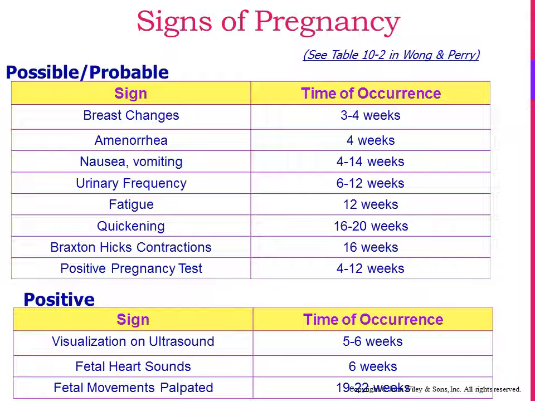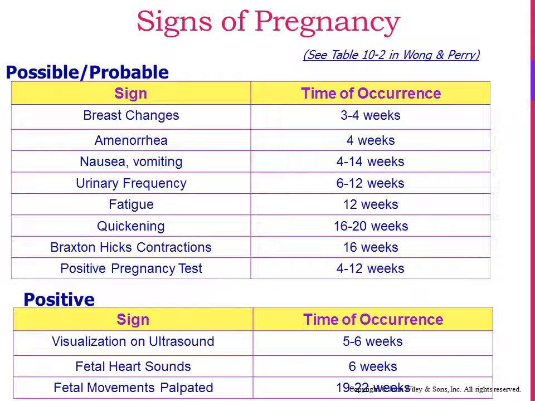But note that the absence of a period, although a very strong sign of pregnancy, is not a positive sign because there can be other causes for amenorrhea. Morning sickness, which includes nausea, vomiting, and lack of appetite, can occur anytime in the pregnancy. It really varies depending on the woman and the particular pregnancy, but they may start to occur early in the pregnancy, anywhere from 4 to 3 weeks onward. For some women, it subsides by the end of the 1st trimester. Others experience it throughout the entire pregnancy.